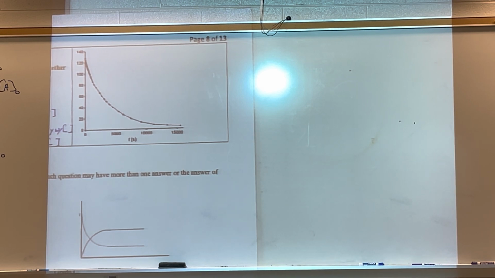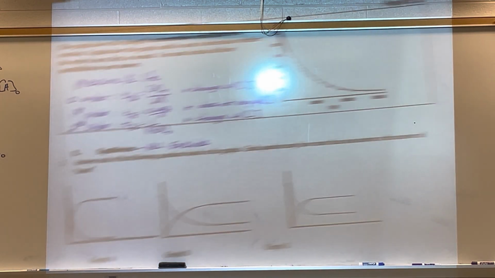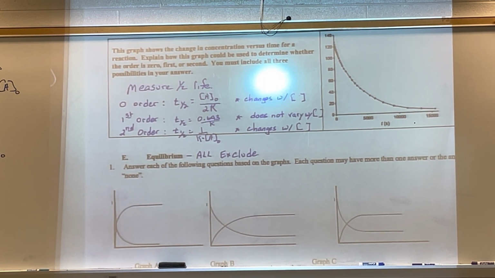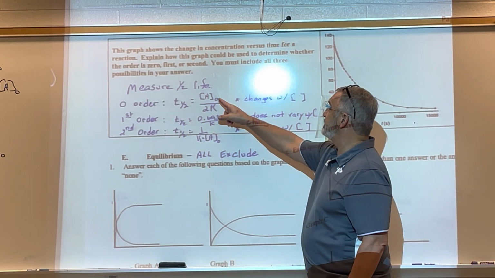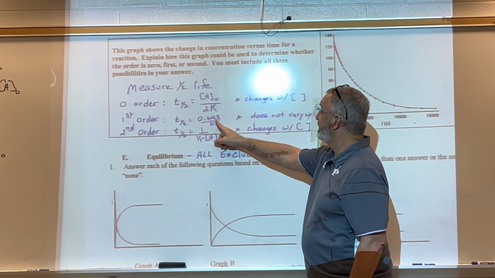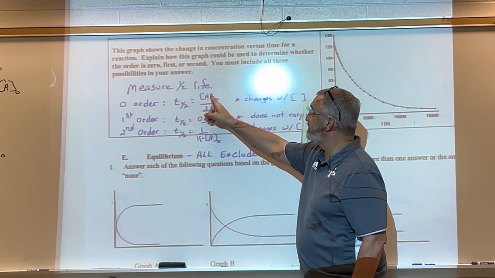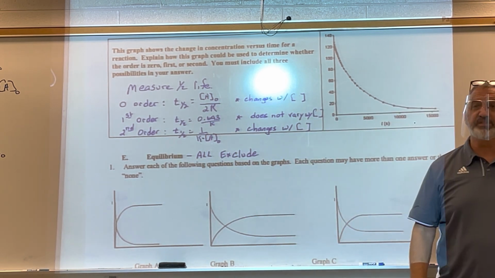If the half-life is constant, it's going to be first order, because for zero and second order, the half-life changes. I have the equations right there for half-life. As your concentration changes, so does your half-life, whereas that's constant. And again, you have a concentration value in there, so half-life is going to change on zero and second order.